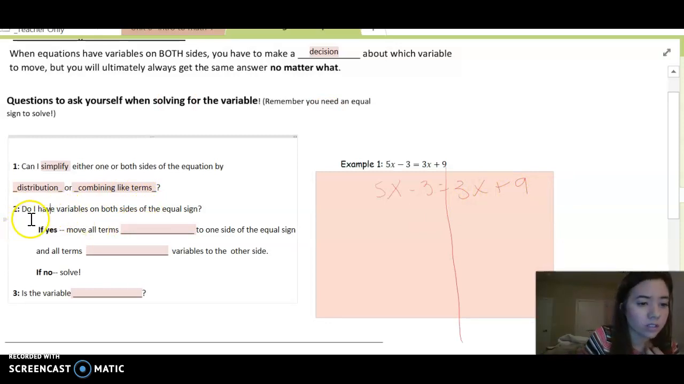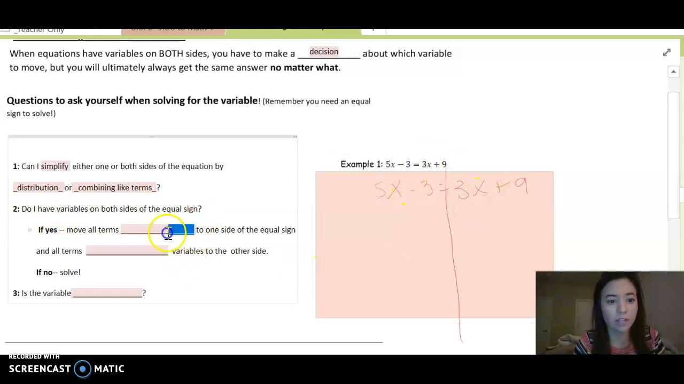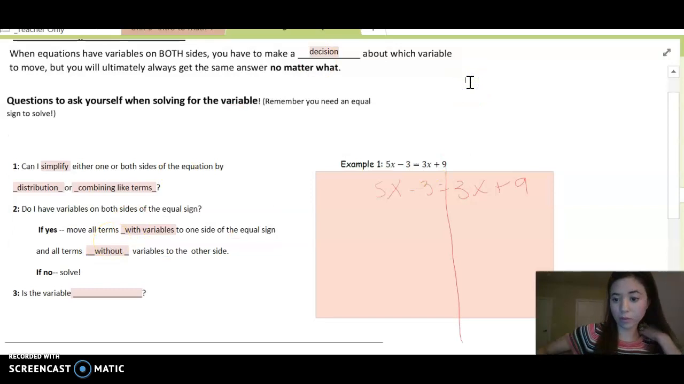The next question is, do I have variables on both sides of my equal sign? I have an x on my left side and an x on my right side. So the answer is yes. So when they are on both sides, you're going to move all terms with variables to one side of the equal sign, all terms without variables to the other side of the equal sign. So let's go ahead and do that.